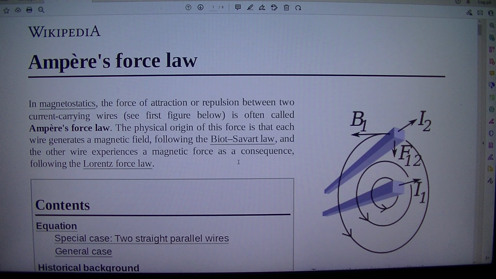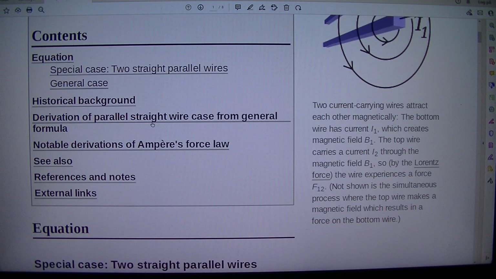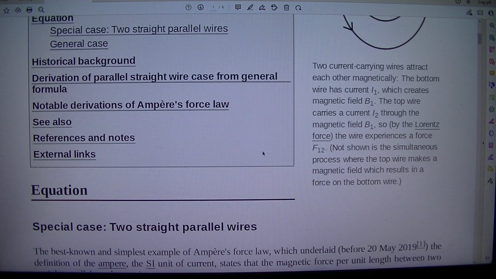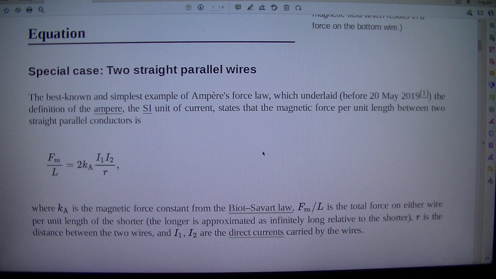Contents. Equation. Special case: two straight parallel wires. General case. Historical background. Derivation of parallel straight wire case from general formula. Notable derivations of Ampere's force law. See also. References and notes. External links. Equation. Special case: two straight parallel wires.